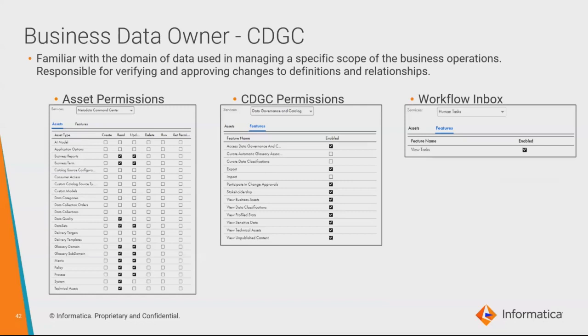role can access for a particular microservice such as CDGC. Feature privileges refer to what all specific privileges are available for a particular user role, for example, export, import, view profiled assets, view sensitive data, and so on.